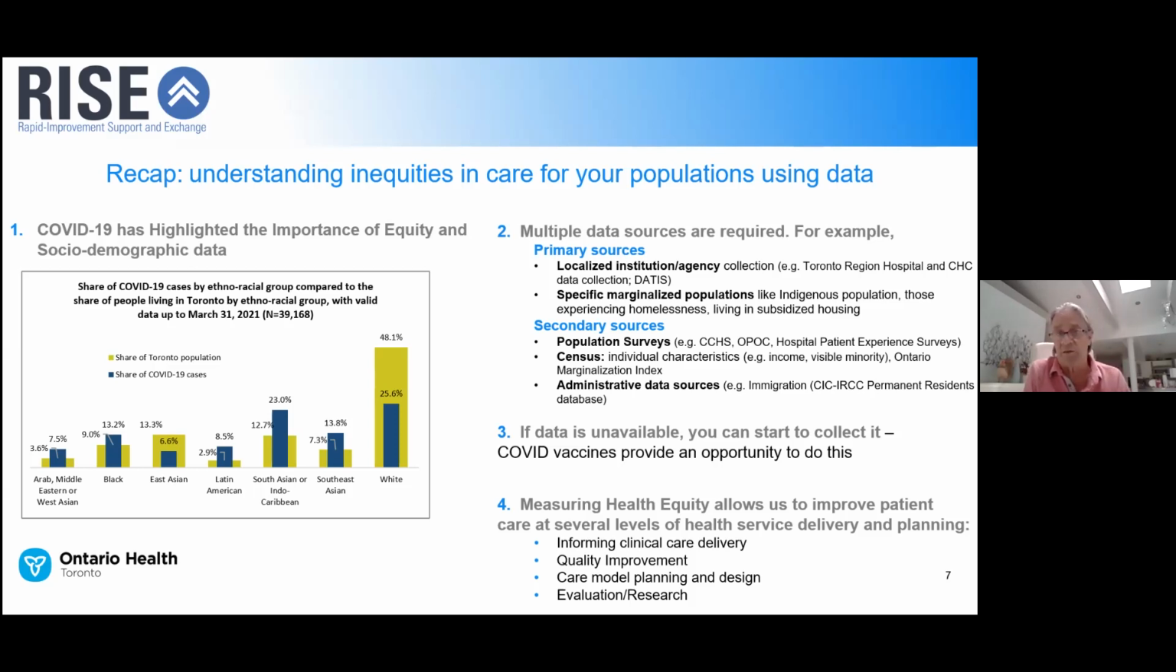Data has to come from multiple sources. Cynthia pointed out that there are primary sources that we can use, but we also need to look at secondary sources. And if there isn't data, you need to think about how you would collect it. And she made a great suggestion around using the COVID vaccination process as a way to collect data that might be missing, whether it's race data, ethnic background, religious data, whatever you need in order to design the care models for those marginalized and racialized populations.